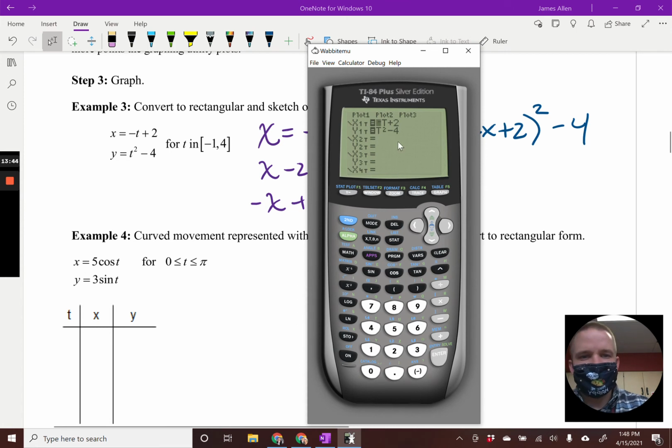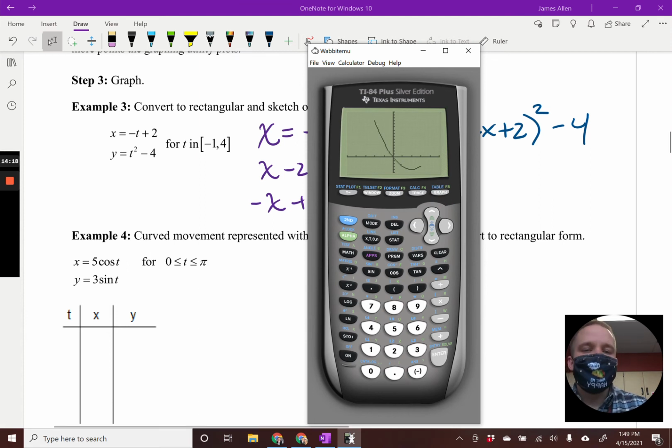All right. So we got in our calculator here -t plus 2 for x. We got t squared minus 4 for y. In my window, I decided to change it a little. So one, I did -1 to 4 because that's what it said in the problem, that we were going to restrict t to -1 to 4. I changed my x max and I had to change my x minimum. We'll go like -5 as well. And I'm going to change my y max a little bit. I'm going to change that to like 15. So let's graph this. Okay.